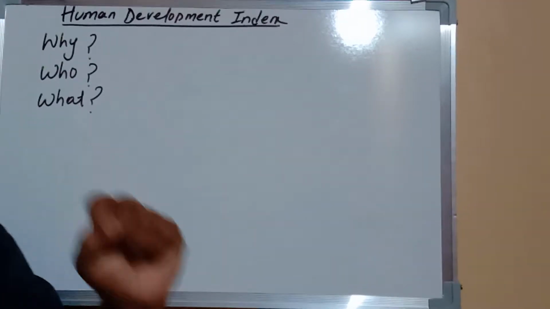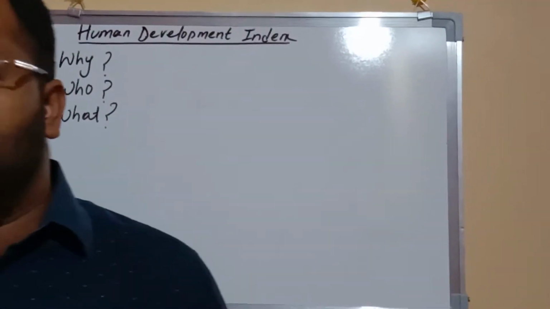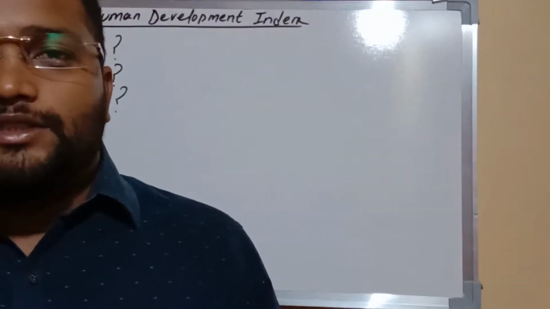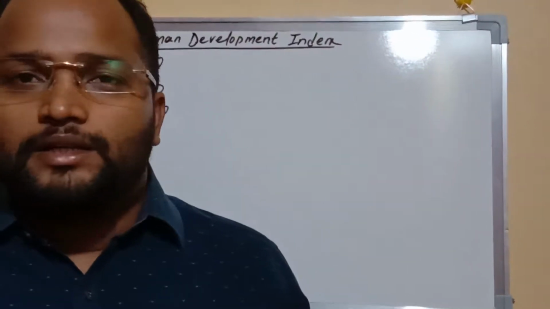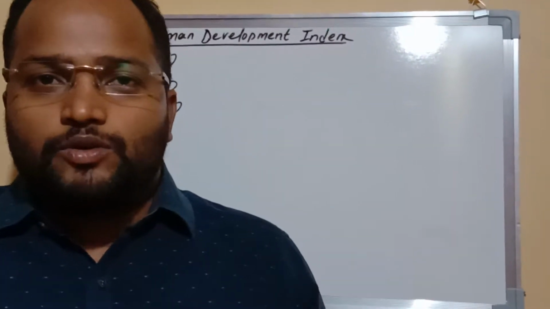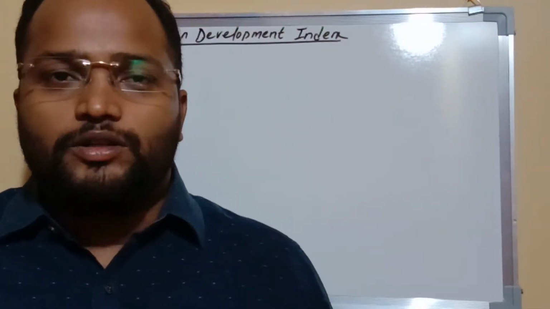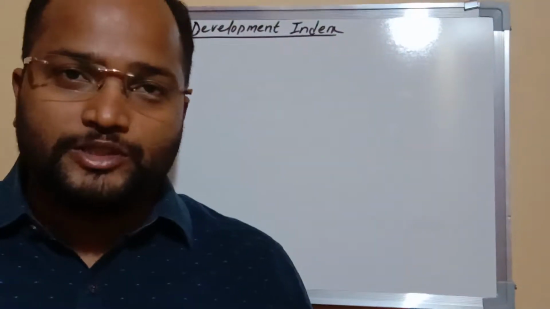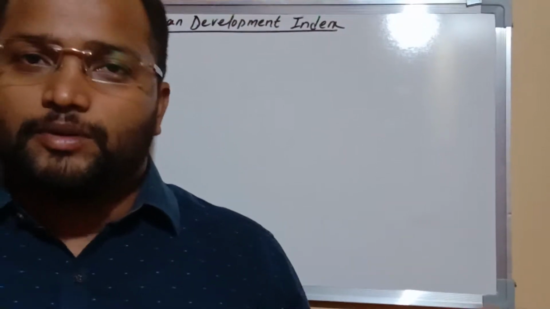So first, the Human Development Index. Why are we going to calculate it? We have different parameters, like economic development and social development. When nations calculate their development on the basis of economy, they measure it through the gross domestic product, and for the social side, they consider the social development index.